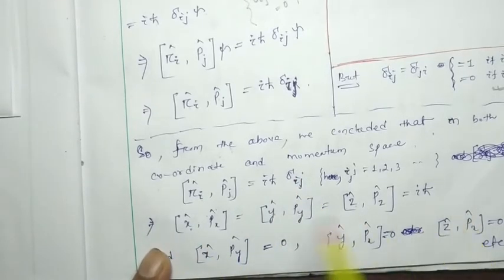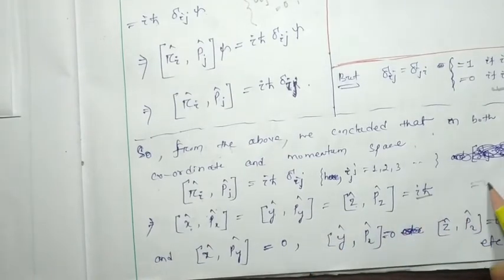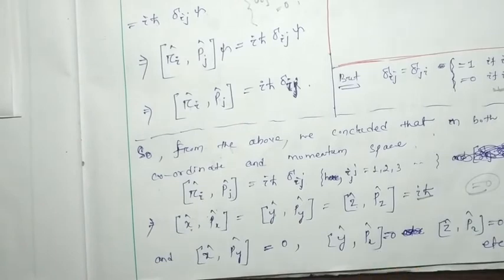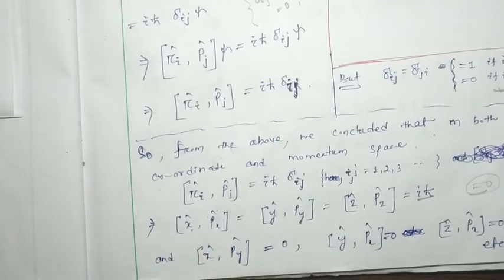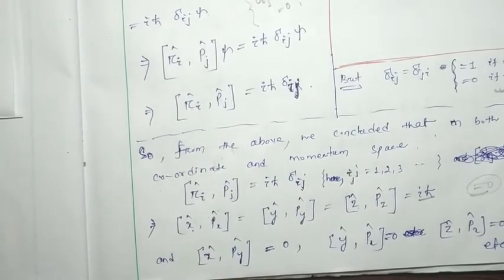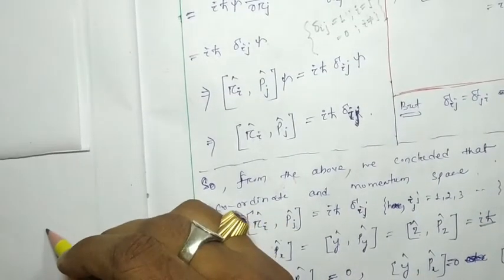So for the x component position and x component momentum, y component position and y component momentum, z component position and z component momentum, the commutation will be equal to iħ. It is not equal to 0. That means, in the language, along the x-axis, position and momentum do not commute with each other. I repeat, they do not commute with each other.